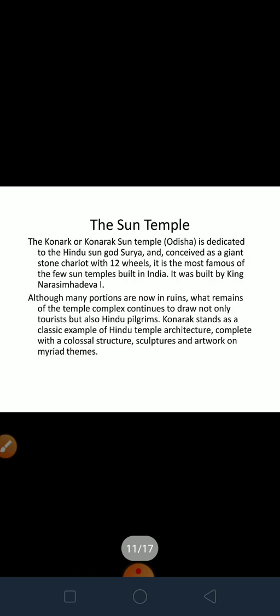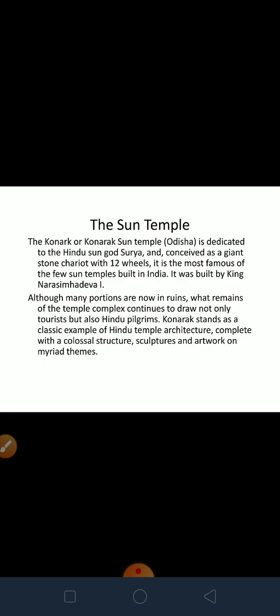Now we come to another monument of India, the Sun Temple or Konark Sun Temple. The Konark Sun Temple is situated in Odisha, which was earlier known as Orissa. It's dedicated to the Hindu sun god Surya Dev, and it's carved out of stone. It is depicted like a chariot with 12 wheels, and it's the most famous sun temple in India. It was built by King Narasimha Dev I.